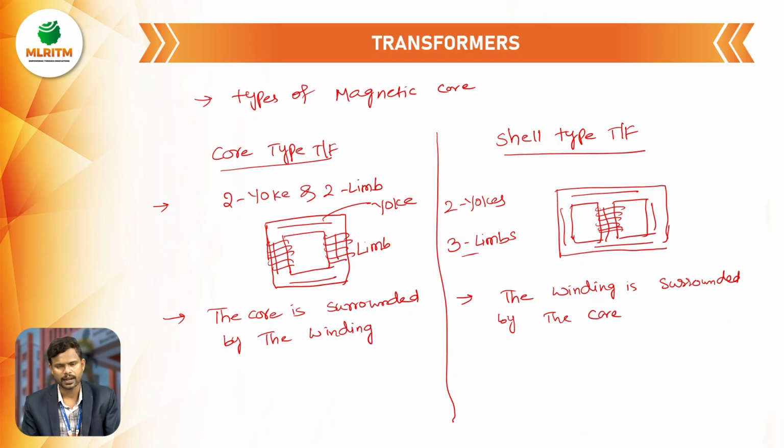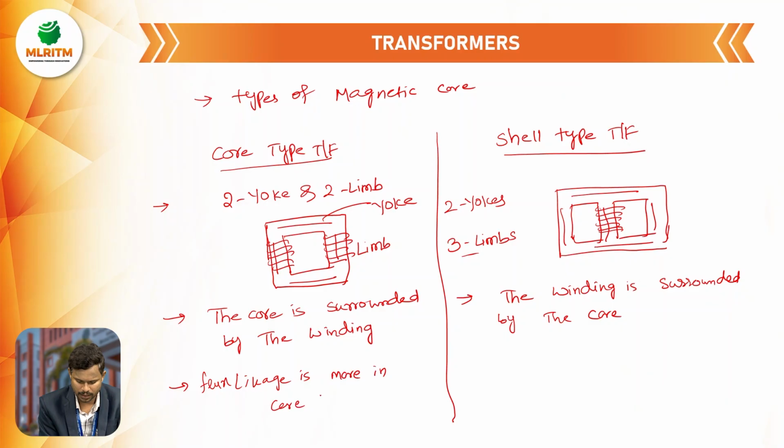When we arrange the windings on the outer limbs, we have one drawback: the leakage of flux is more. Flux leakage is more in a core type transformer. In a shell type transformer, we arrange the winding on the center limb, so there is less leakage flux.